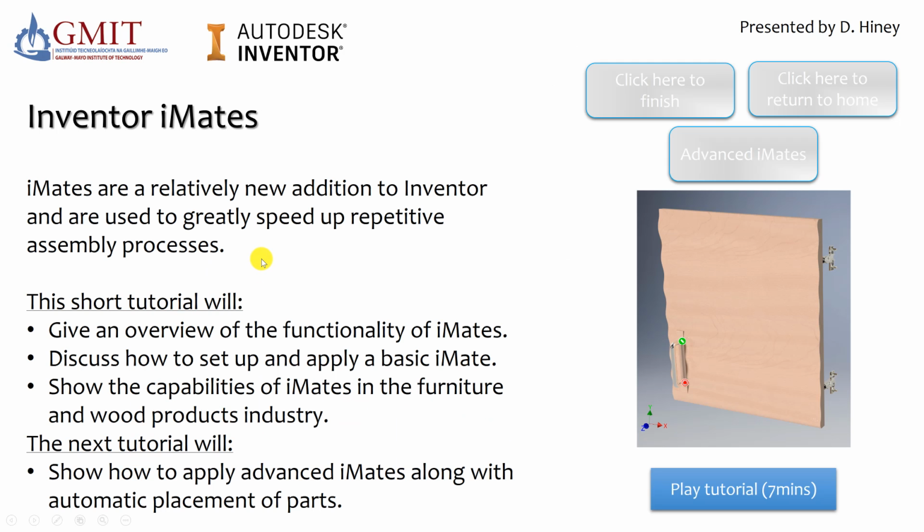Inventor iMates. iMates are a relatively new addition to Inventor and are used greatly to speed up the repetitive assembly processes. This short tutorial will give an overview of the functionality of iMates, discuss how to set up and apply a basic iMate, and show the capabilities of iMates in the furniture and wood products industry. The next tutorial will show how to apply advanced iMates along with automatic replacement of parts in assembly.